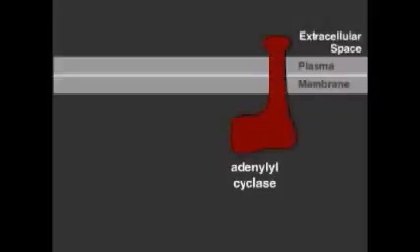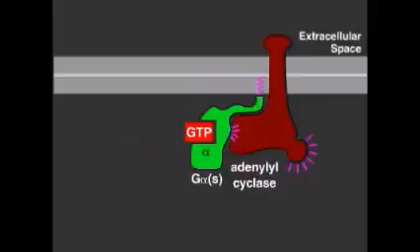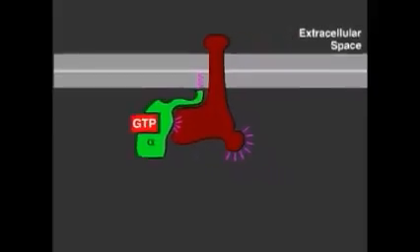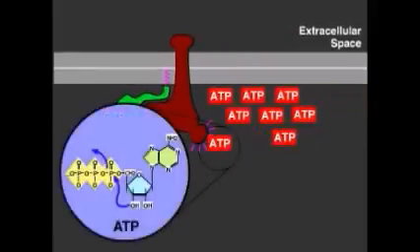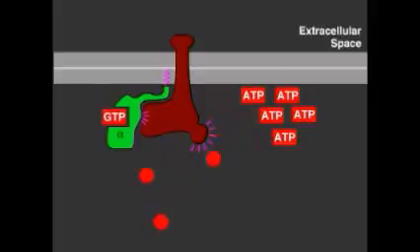Adenylyl cyclase is a membrane-bound enzyme whose catalytic domain is activated by the GTP-bound form of the stimulatory G protein alpha subunit, or G-alpha-S for short. Activated adenylyl cyclase converts ATP to cyclic AMP, which then acts as a second messenger that relays the signal from the G protein-coupled receptor to other components in the cell.